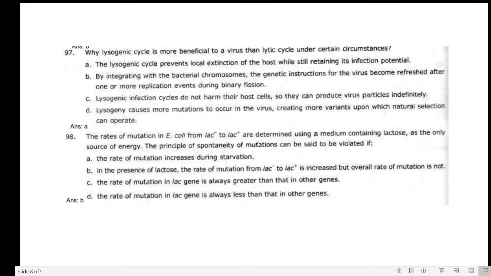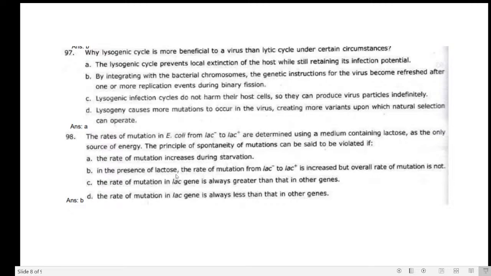Next one is also a direct question. The rate of mutation from lac negative to lac positive expression is being determined using a medium containing lactose as the only source of energy. The principle of spontaneity of mutation can be said to be violated. Why does this happen? The reason is B. In the presence of lactose, the rate of mutation from lac minus to lac plus is increased.